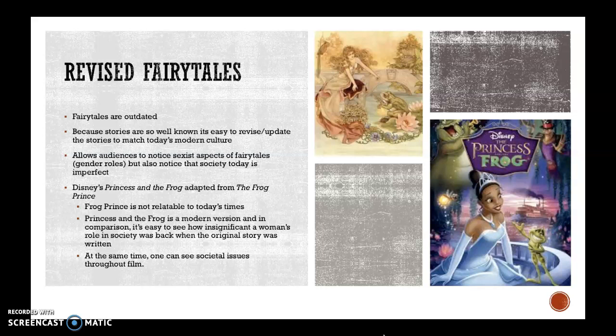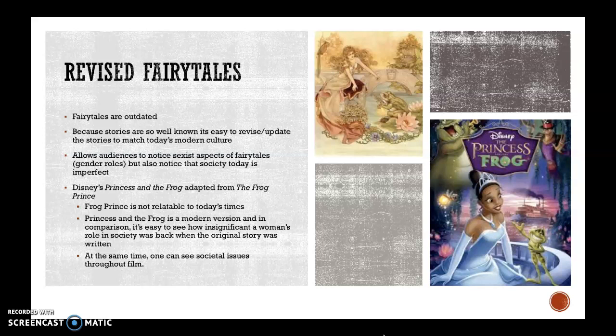For example, Disney's The Princess and the Frog was adapted from The Frog Prince. A basic summary of The Frog Prince is that a frog asks the princess to kiss him after emerging from her fountain. The princess kisses the frog and he turns into a handsome prince and they get married. This is obviously a very outdated story and not relatable to today's times.